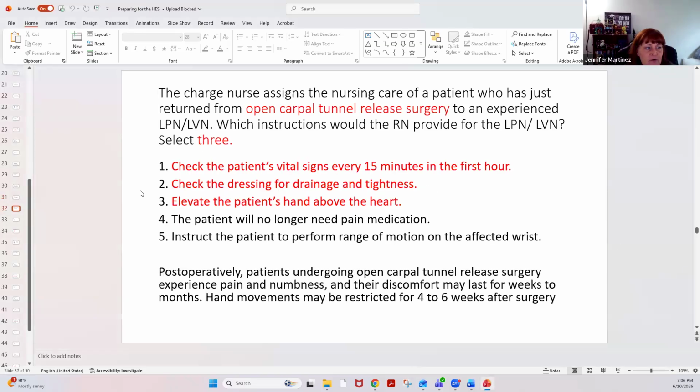So, they just came out of surgery, right? Post-op care. We're going to check the vital signs every 15 minutes in the first hour. They're going to check the dressing for drainage and tightness. And we want to elevate the patient's hand above the heart. They are going to need pain medication. I don't know about y'all, but that's a very sensitive area. And they just had surgery. So they're going to need pain medicine with range of motion.